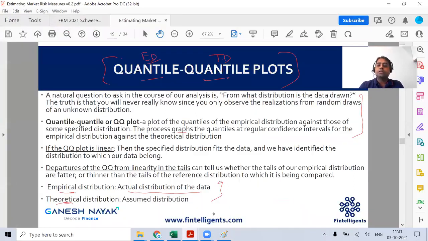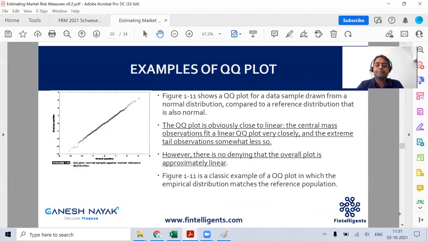Normally the QQ plot is linear, because the theoretical distribution, the assumed distribution, is first put, and then we have to identify whether our distribution, the actual data, is matching the assumed distribution or not. How exactly does it look? Can we see this diagram?